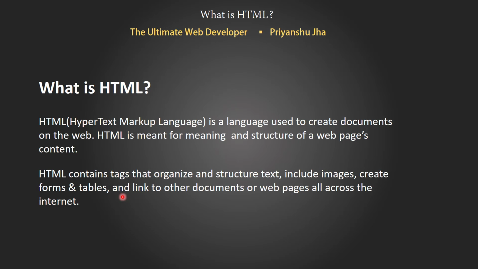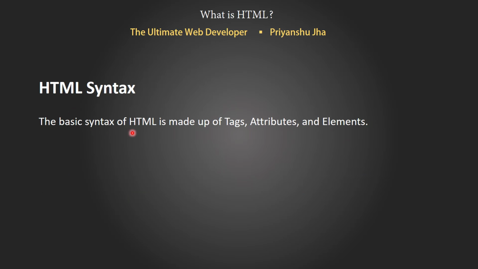Now we move on to HTML syntax. The basic syntax of HTML is made up of tags, attributes, and elements. We will see in further lectures what a tag, attribute, and element are. But the major things that make up HTML are tags, attributes, and elements. Nothing beyond that will be considered HTML syntax.